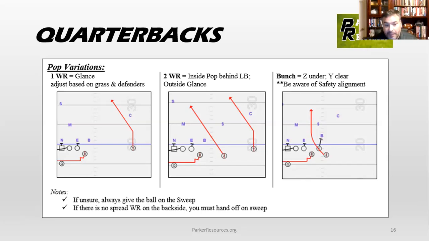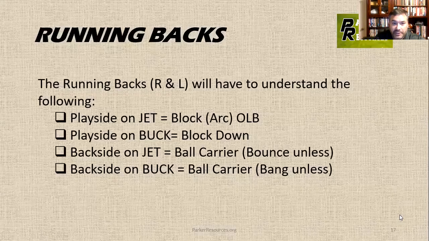Notes to understand on the pop passes: if it's unsure, always give it. If there's no spread wide receiver, you got to hand off the sweep, which is actually just what I was telling Coach Phillips, that if there's nobody on the backside, then obviously you can't throw it to the invisible man, so you got to hand it off. No read on those plays. Any other quarterback questions before we go on to these running backs?